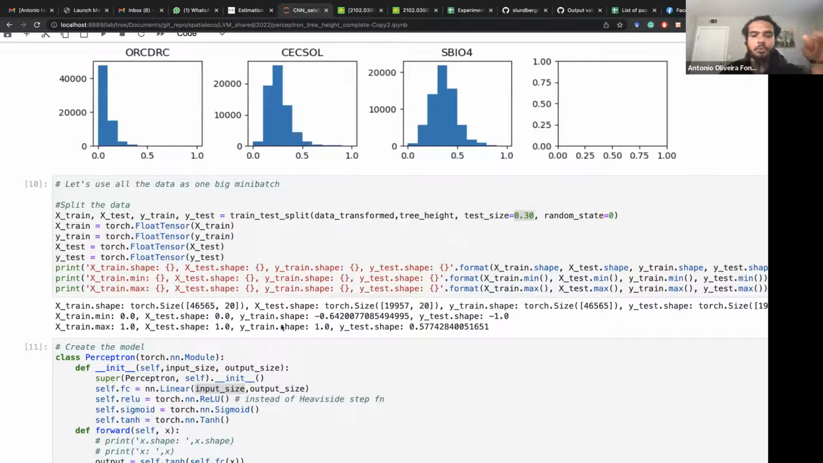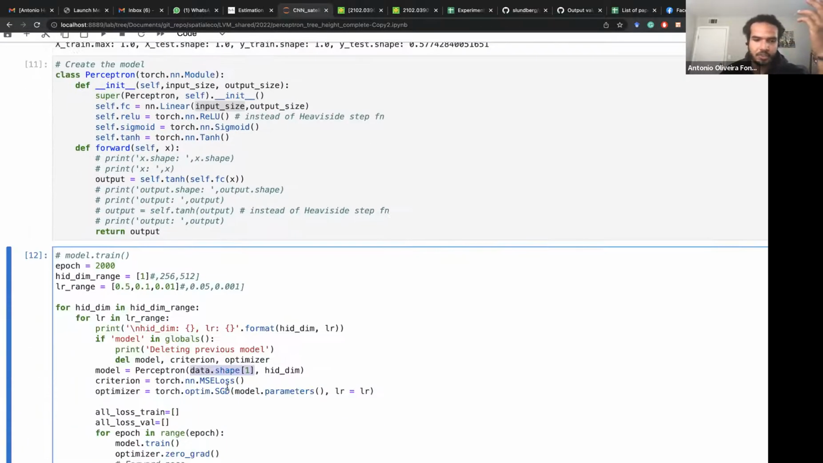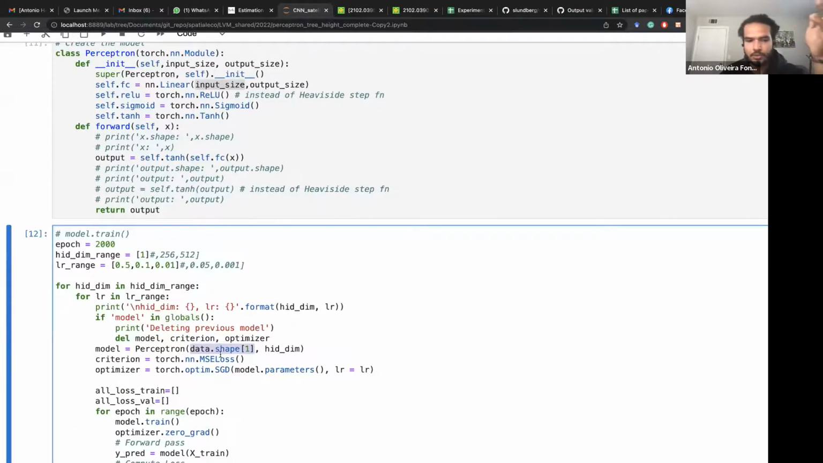Therefore, the input in the NN layer, because it's the number of dimensions, is equal to the number of columns that I have. Before, we were just setting it manually, right? Because we only had 2.